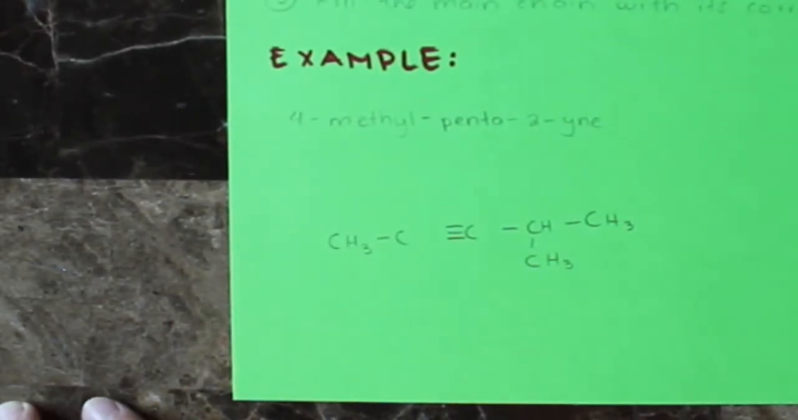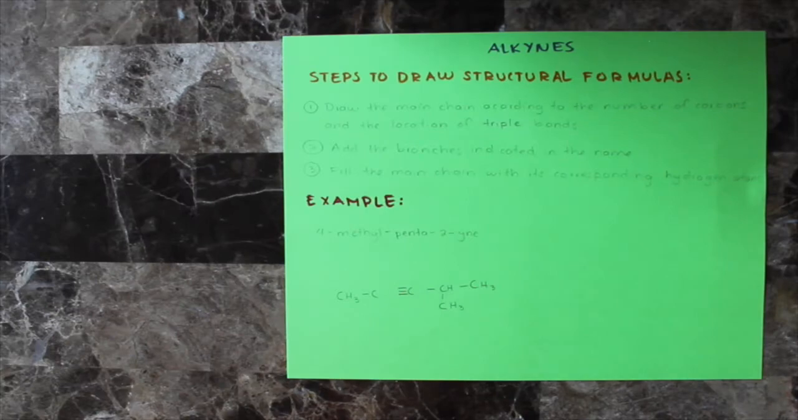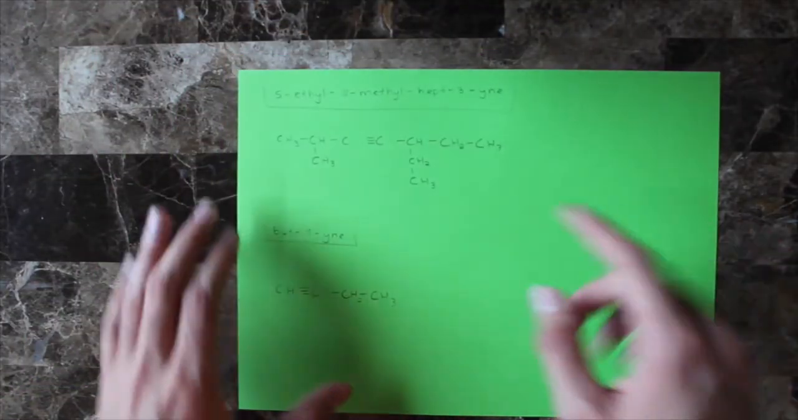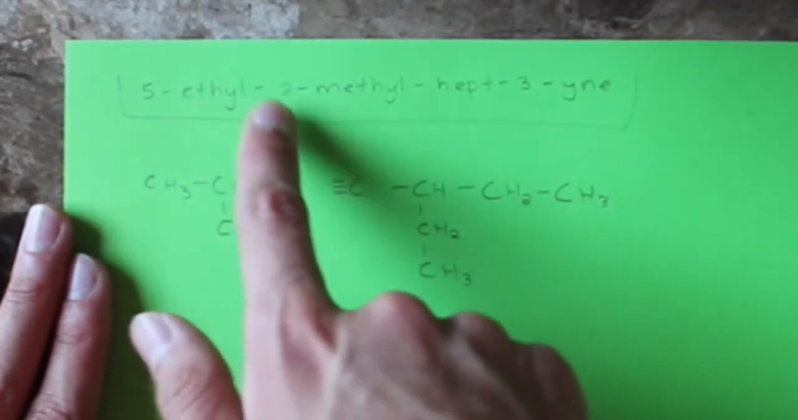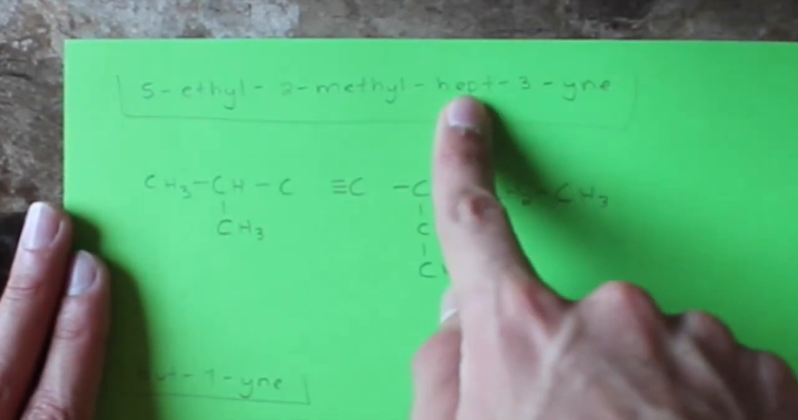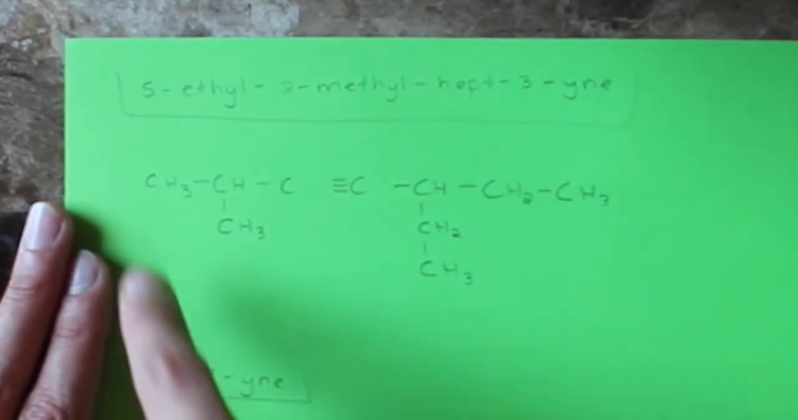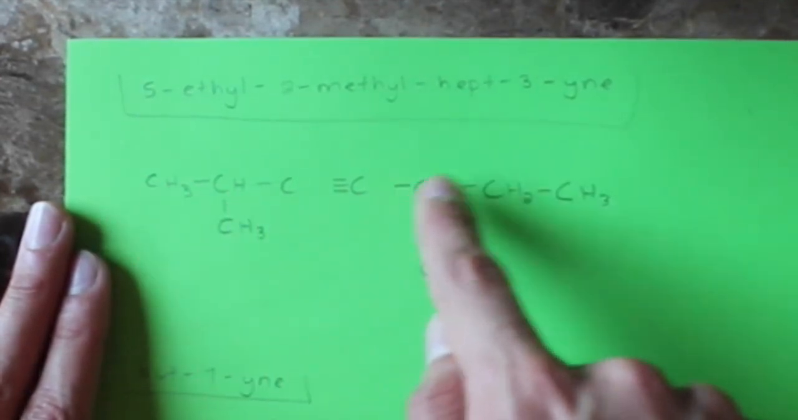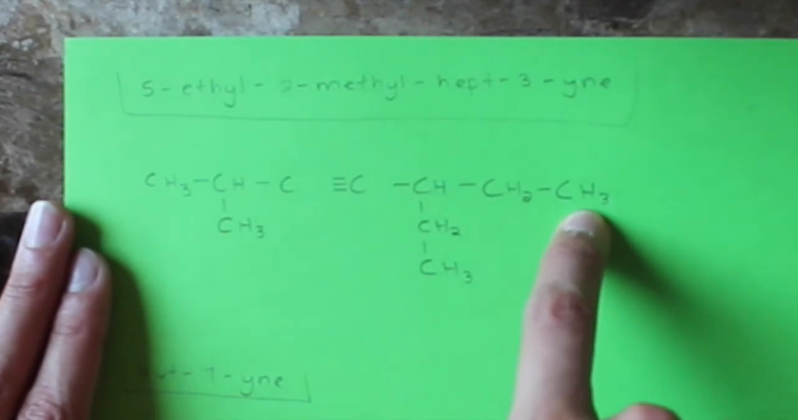Remember that carbon can have just 4 bonds. Okay, and now let's see 2 more examples. Here it says 5-ethyl 2-methyl hept 3-yne. So thanks to the prefix hept, we know that 1, 2, 3, 4, 5, 6, 7, they are 7 carbons.